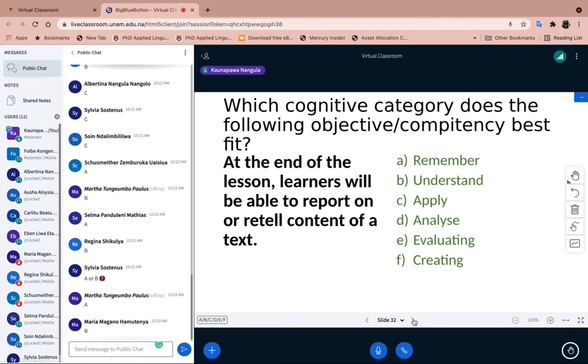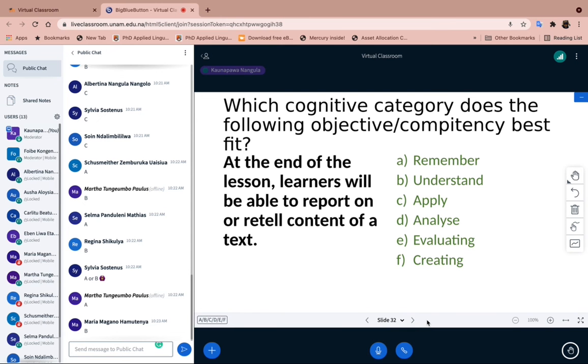Okay. In this case, I think it's A, but it would have been B if we asked them to retell or report on the content of the text in their own words, like by how they understood it. Then it will be B, in their own words. But just retelling it as it is, without really changing it to show that they understood it, then it will be A. Okay, let me just stick to that.